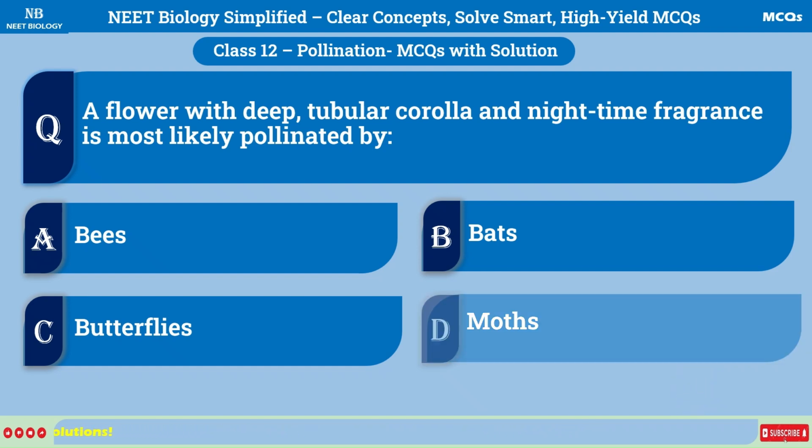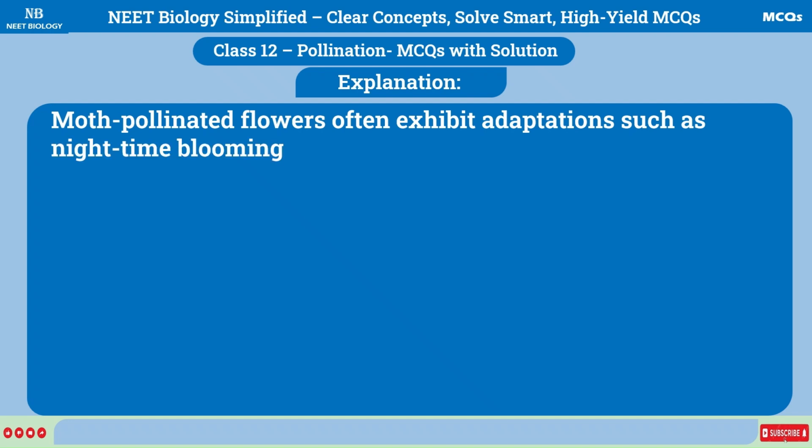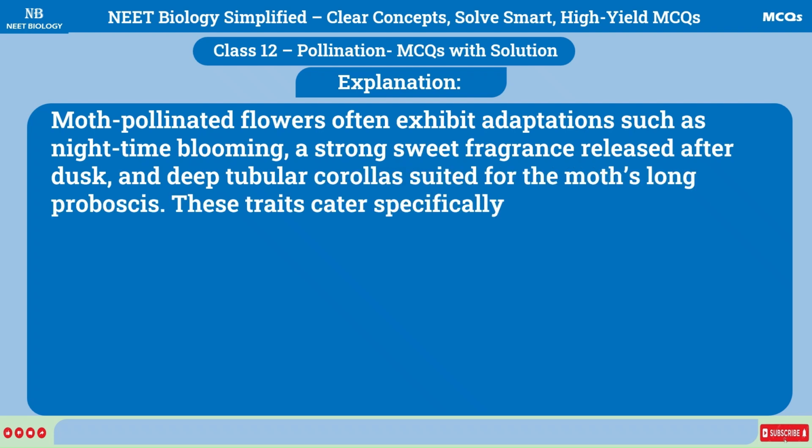Correct option is D. Moths. Explanation. Moth-pollinated flowers often exhibit adaptations such as nighttime blooming, a strong sweet fragrance released after dusk, and deep tubular corolla suited for the moth's long proboscis. These traits cater specifically to nocturnal moths.